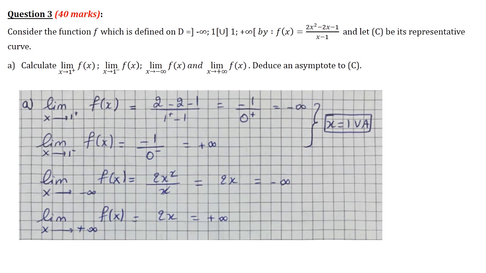Now limit when x tends to minus infinity, we take the highest over the highest. So we have 2x squared over x, and we simplify, we get 2x. So the limit when x tends to minus infinity is minus infinity, and limit when x tends to plus infinity is plus infinity, and here we don't have any asymptote.